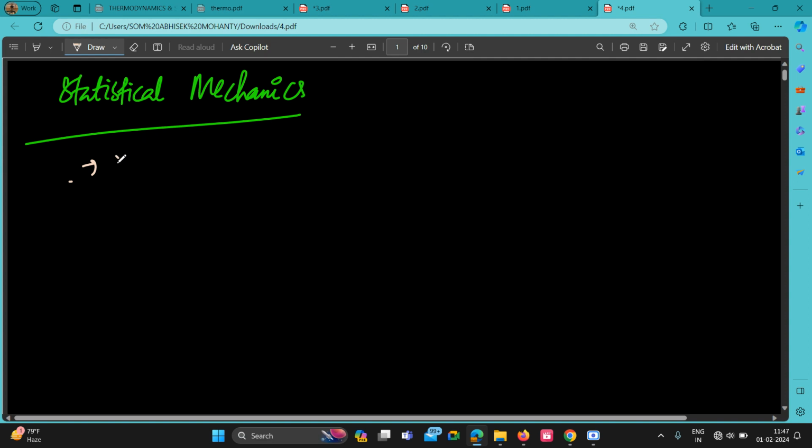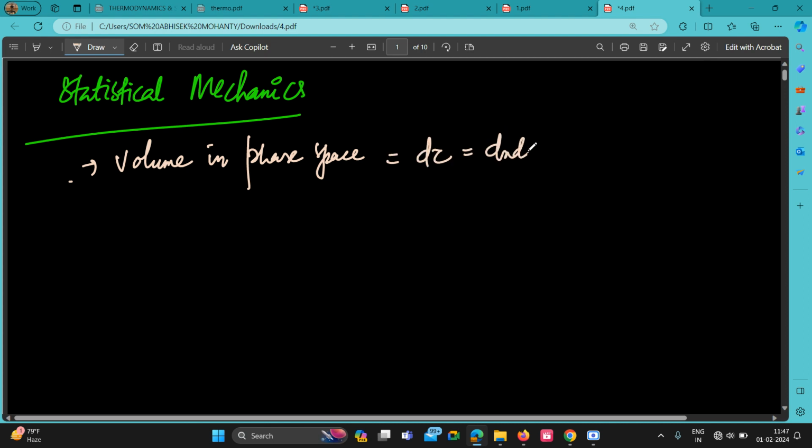So, volume in phase space, right? Volume in phase space is d tau, equal to dx dy dz dpx dpy dpz. Okay. So d tau minimum is h cubed, where h is Planck's constant.